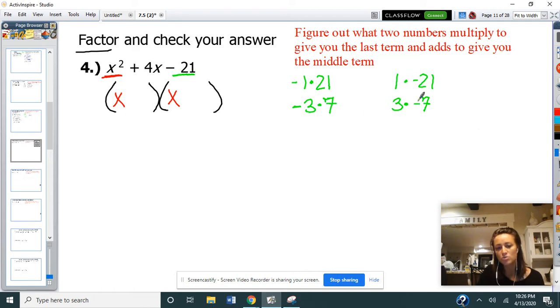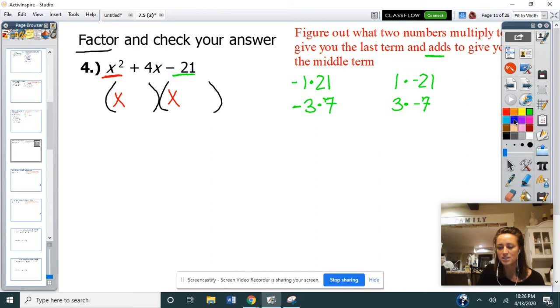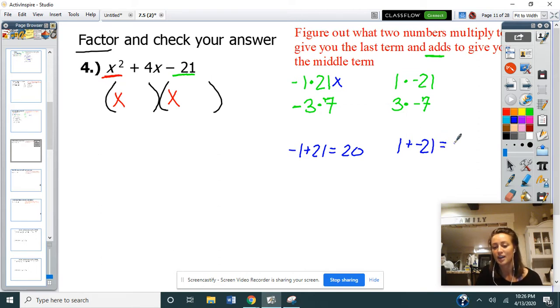So out of these options, which one adds, or you can technically say subtract because of the negative, to give me 4? Well, if we check this guy, negative 1 plus 21, that gives me 20. We don't want that, so no to that guy. We'll do this guy, 1 plus negative 21, that gives me negative 20. We don't want negative 20, we want 4, so that's no good.